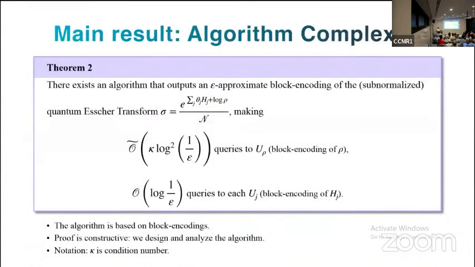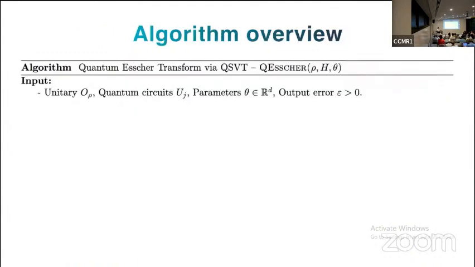And this leads to the second main result, which is Theorem 2 on the algorithm complexity. The algorithm is based on the block encoding inputs, and outputs the subnormalized quantum Esscher transform, making this kappa times log squared of 1 over epsilon queries to the block encoding of rho and log 1 over epsilon queries to the block encoding of each observable H_j.